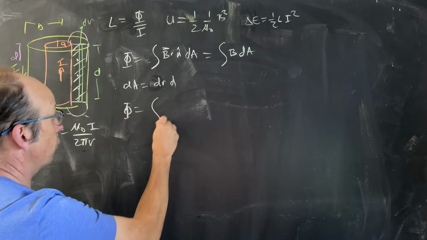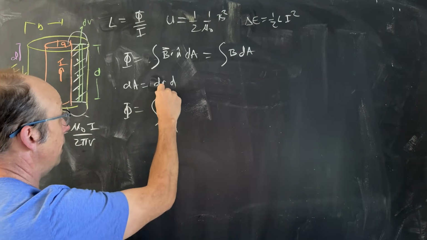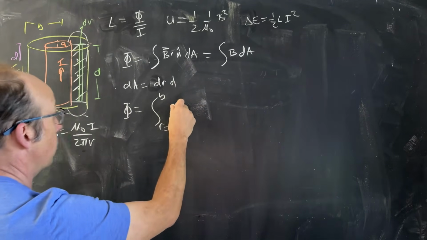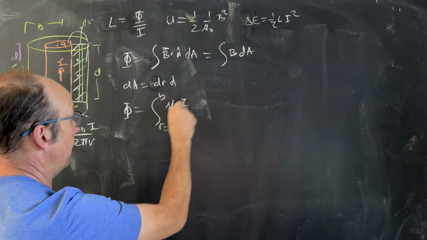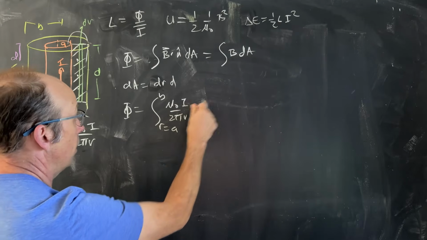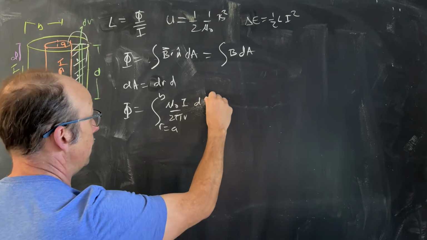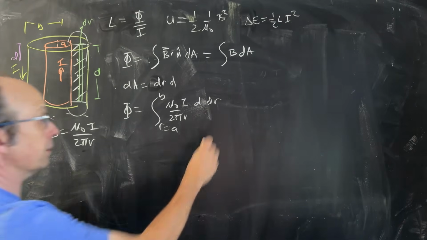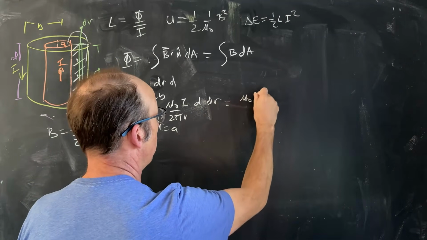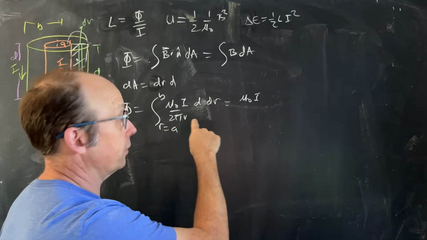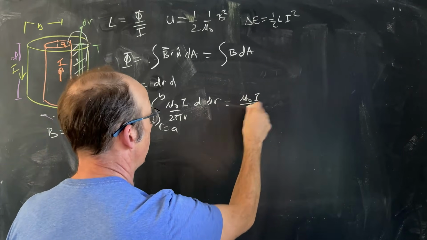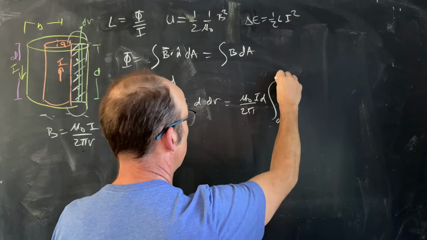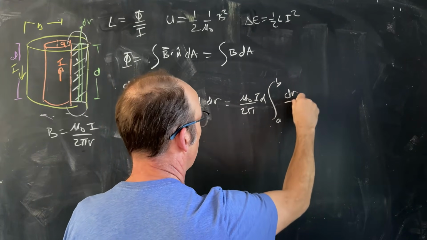Now I can put in my value for B, and the flux is going to be the integral from r equals a, my inner radius, to my outer radius b, of B, which is mu naught I over 2 pi r, and then I have d dr. Well, a lot of that stuff's constant, so let's pull the constant stuff out front. I get mu naught. I doesn't change over that surface integral. Mu naught doesn't change. d doesn't change. 2 pi doesn't change. So I just have the integral from a to b of dr over r.